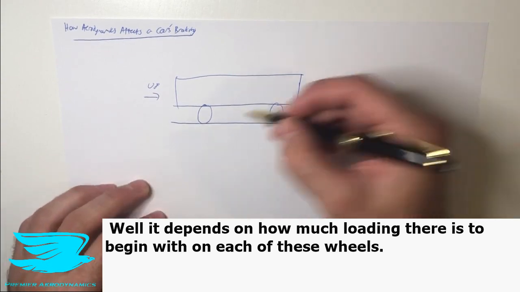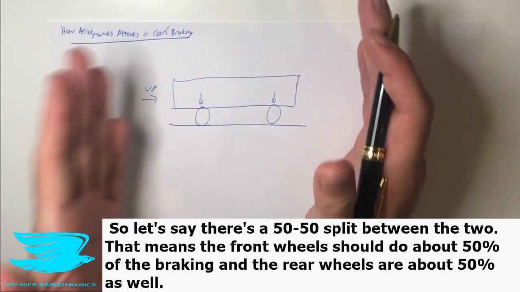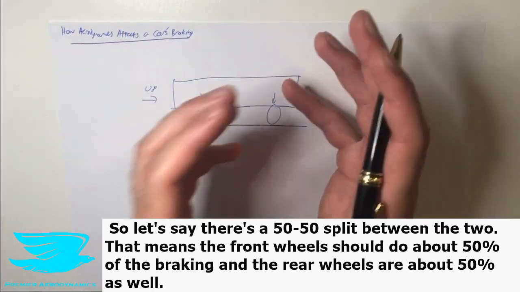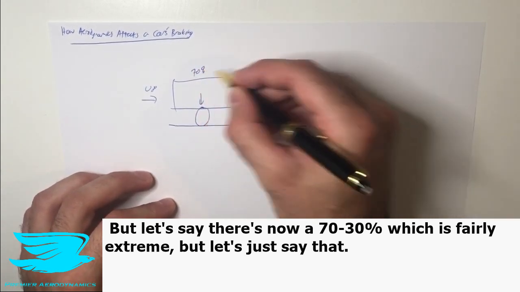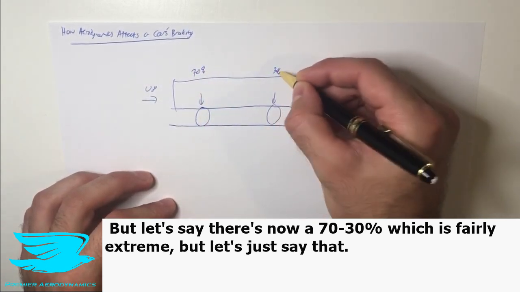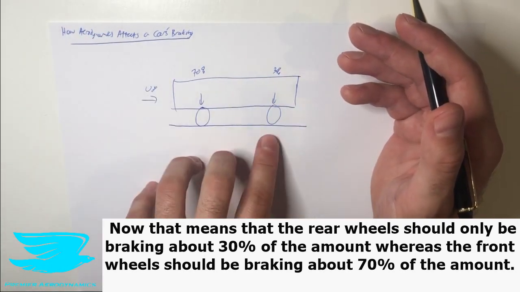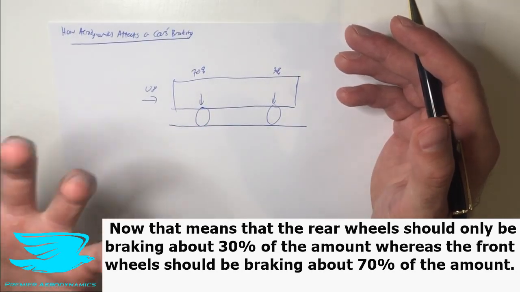Well, it depends on how much loading there is to begin with on each of these wheels. So let's say there's a 50-50 split between the two. That means the front wheels should do about 50% of the braking and the rear wheels about 50% as well. But let's say there's now a 70-30%, which is fairly extreme. But let's just say that. Now that means that the rear wheels should only be braking about 30% of the amount, whereas the front wheels should be braking about 70% of the amount.